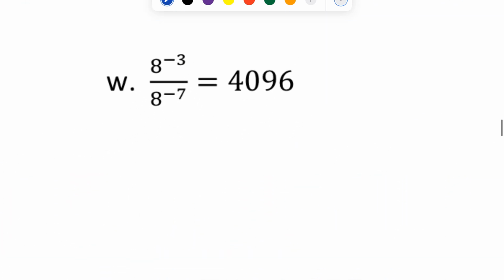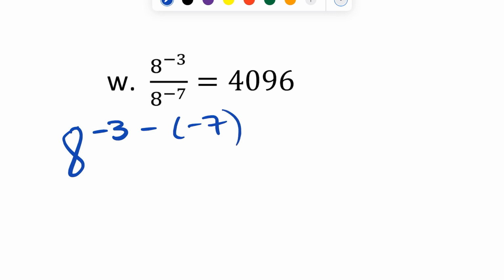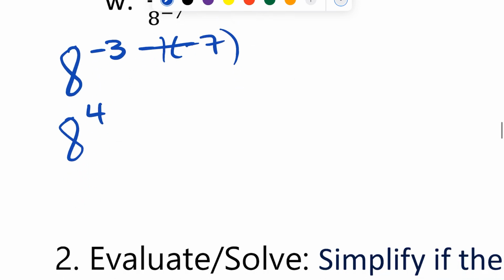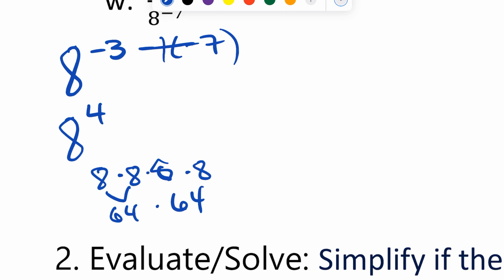This one, 8 to the -3 minus a -7. So that would get me 8, that turns to plus sign, to the 4th power. So 8 times 8 times, oops, that was a horrible 8. 64 times 64, and no, I don't know that off the top of my head. I do have to use a calculator for it. So 64 times 64 will get me a true statement.